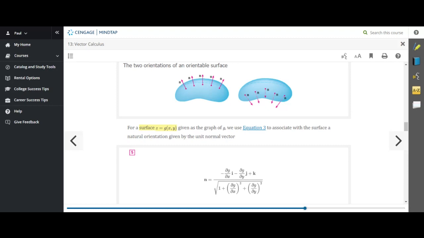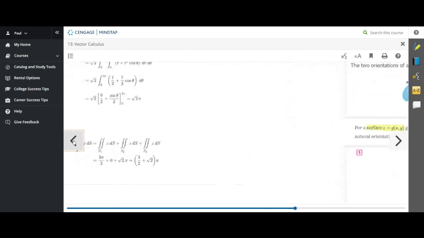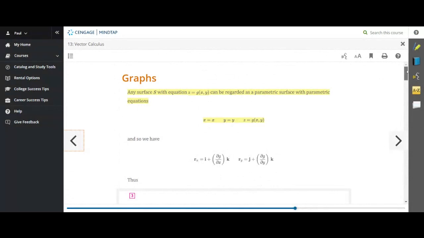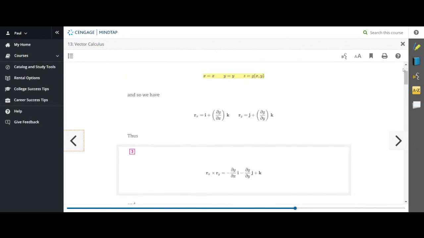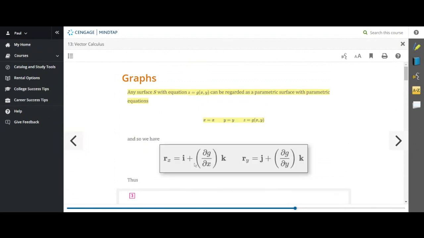Okay, so remember in 13.6, when they talked about graphs: if you have a surface that can be written as a function of x and y, then the derivatives of the vectors of the two parameters x and y are given as you see highlighted in the gray box there. Those would be your derivative vectors.